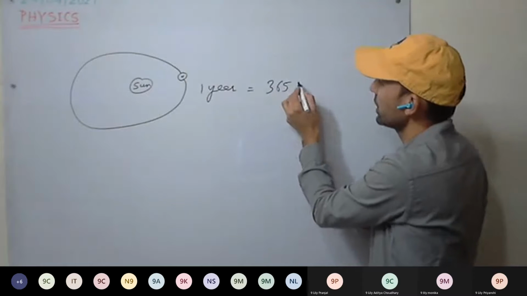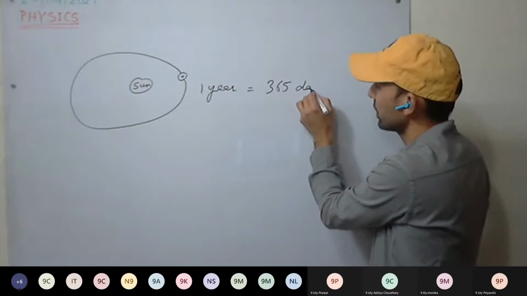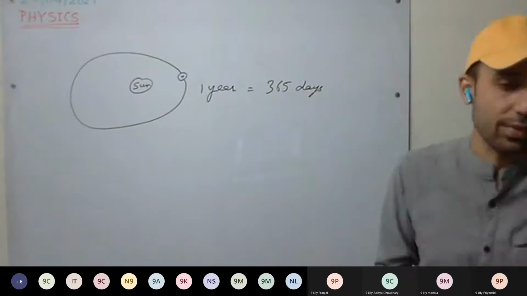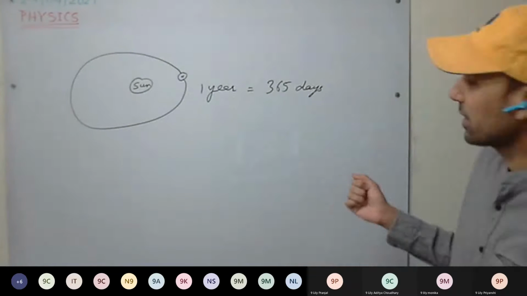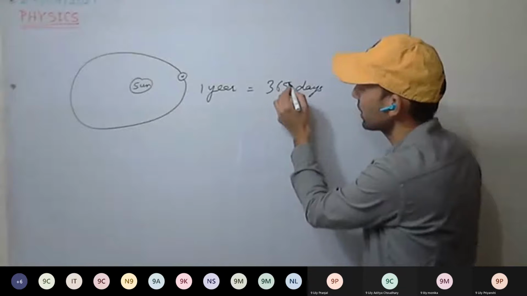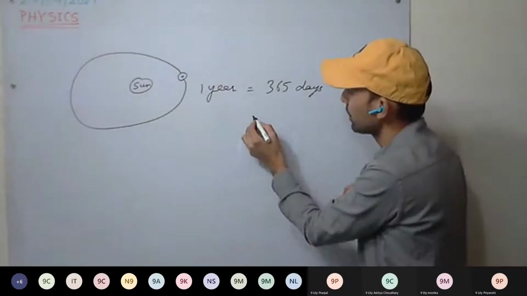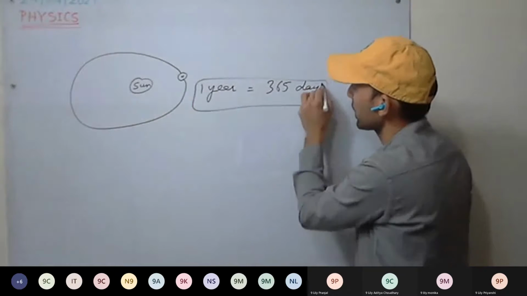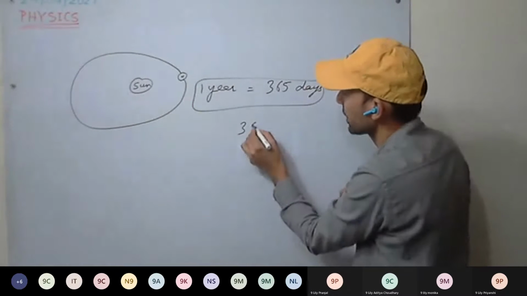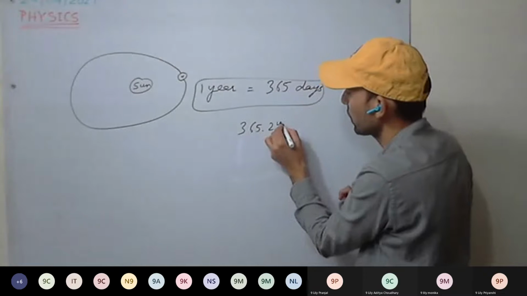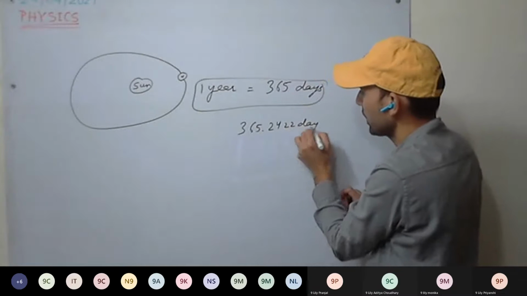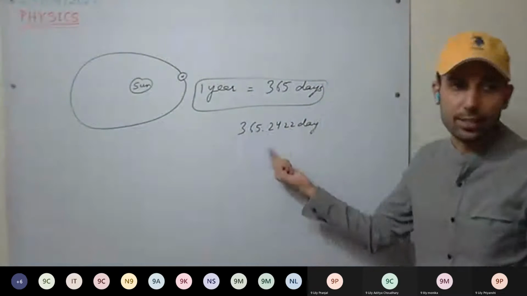The approximate value we have taken is 365 days, so 1 year is 365 days. But in reality, how much is it? We take 366 days in a leap year, and 365 days in a normal year. In reality, it takes 365.2422 days, which is about 1/4 of a day extra.